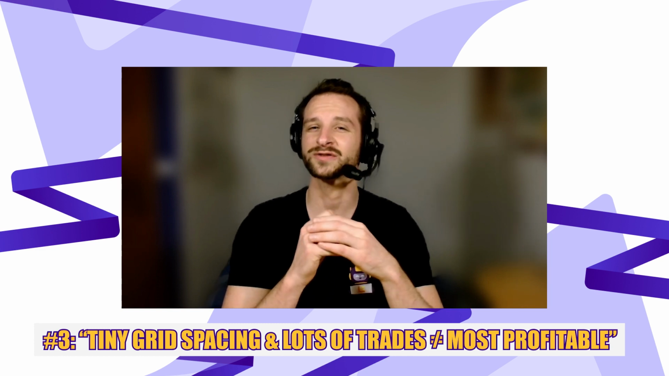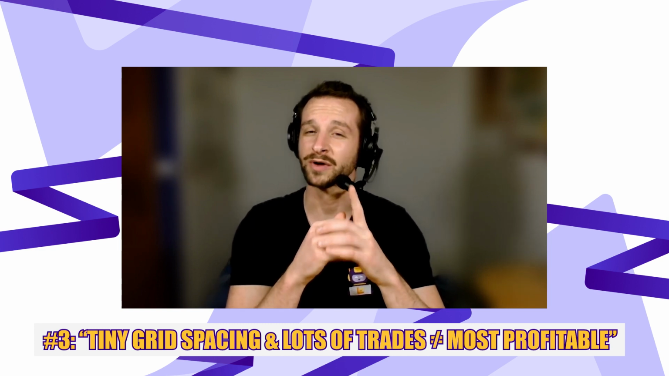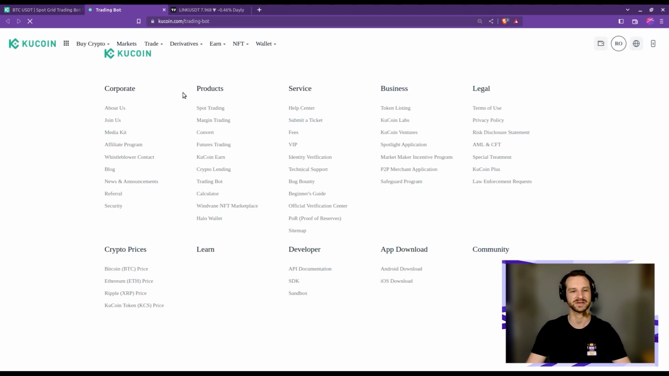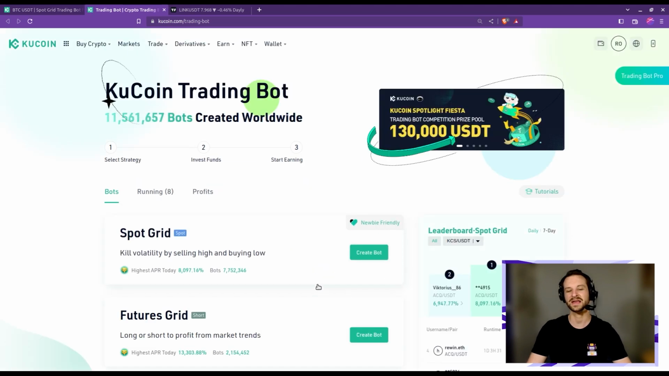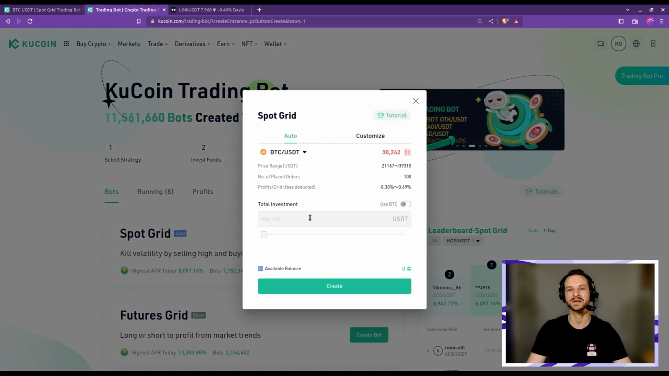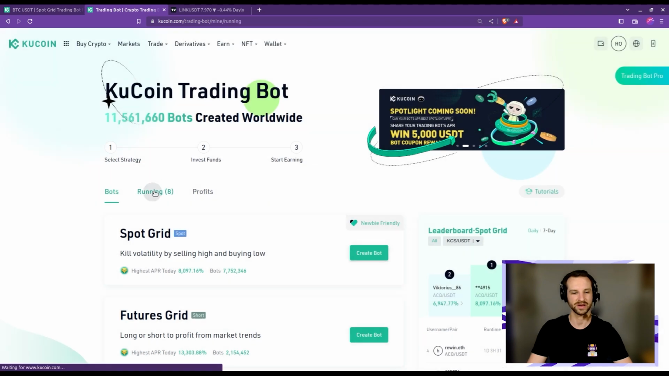I think I could summarize it by: tiny grid spacing and loads of trades doesn't necessarily mean most profitable. Let's go to the classic version. It'll be easier for me to show you the bots that I've been running from there. Let me point out here that you can also launch some bots from here. You'll get the same entries to put in, but you just don't get the graph next to it. Okay, let me close and then we go to running.